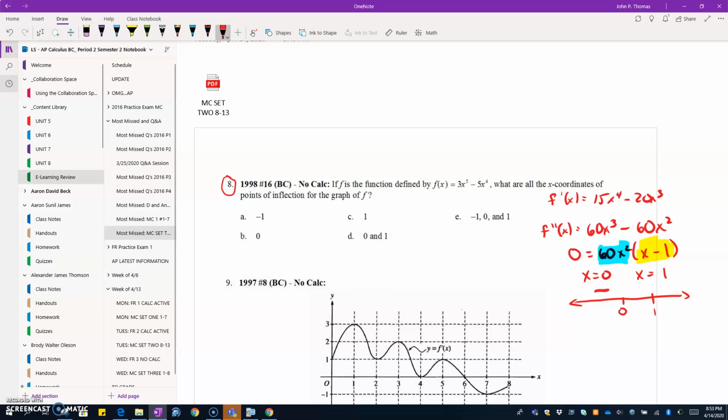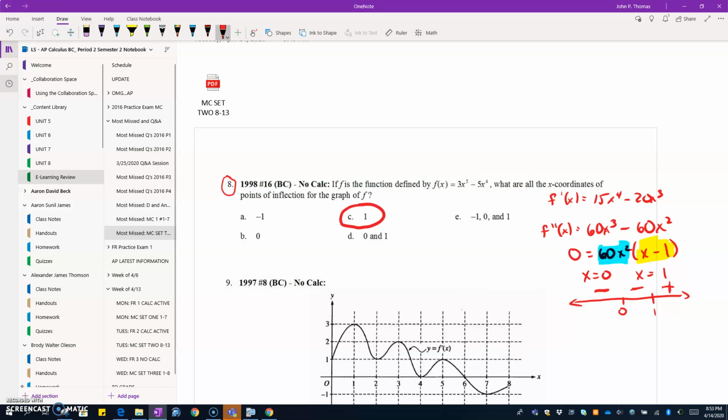Then I go 0 to 1. So I'm going to pick a 0.5. 0.5 we get positive and negative again. So that's another negative. So 0 is out because there's no sign change. So now I look at the transition at 1. So if I pick a number past 1, like 5 million, 60x squared is going to be positive, x minus 1 is going to be positive, so this piece is positive. So we do have the sign change occur at 1. So the correct answer is C, which is 1.